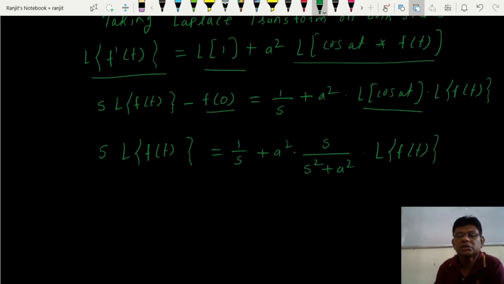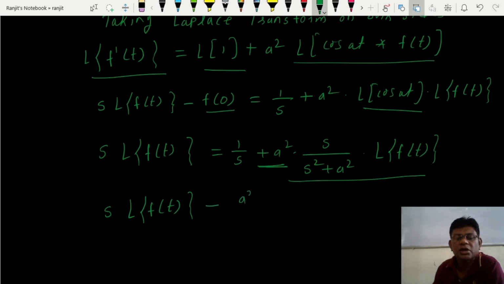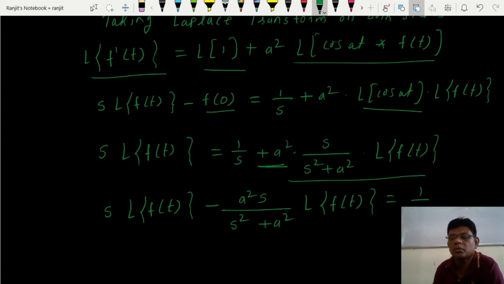Now simplification. This term in LHS, s times Laplace transform of f of t, this term here is plus sign, minus a square s upon s square plus a square Laplace transform of f is equal to 1. Now here Laplace transform of f of t is the common term.